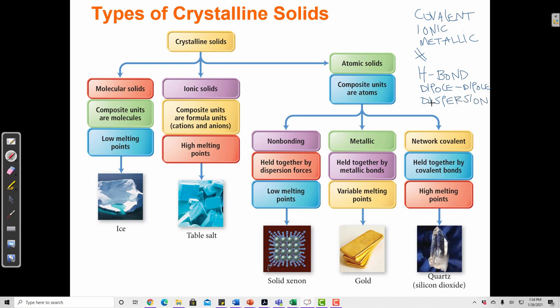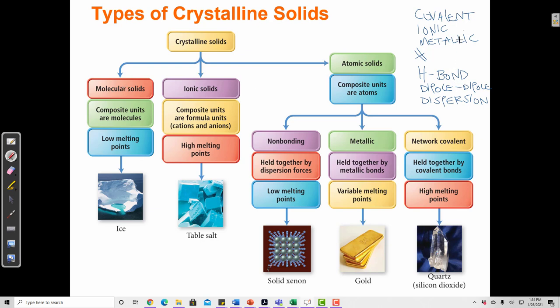If particles are only held together by dispersion, the weakest force, they're going to have very low melting points. If particles are held together by dipole-dipole and H-bond, then they're going to have slightly higher melting points, but still fairly low because all of these are fairly weak forces. So the solids that are held together with these other intermolecular forces are molecular solids. Molecular solids that are polar will have dipole-dipole and H-bonds that hold them together, like water.